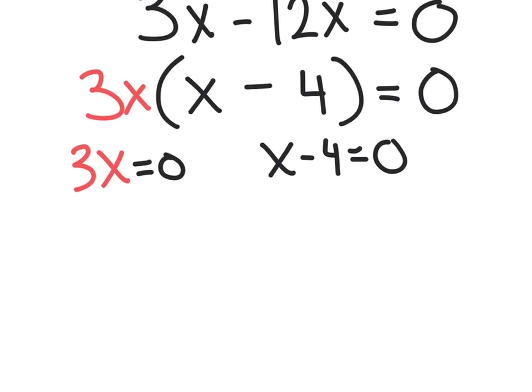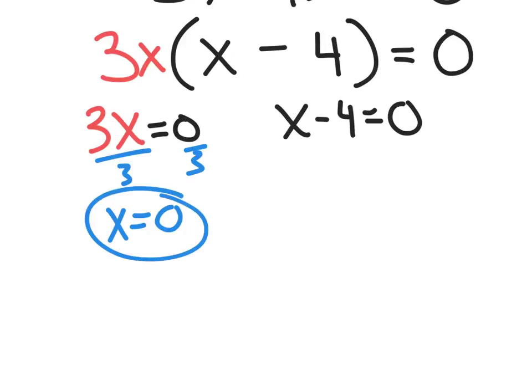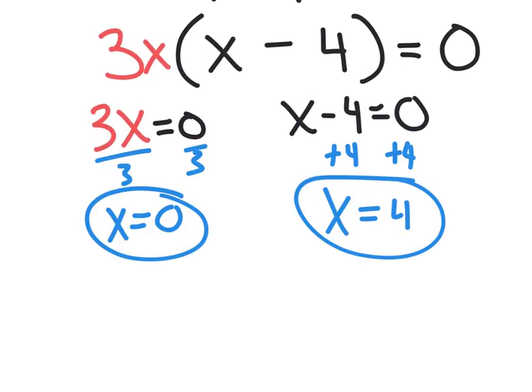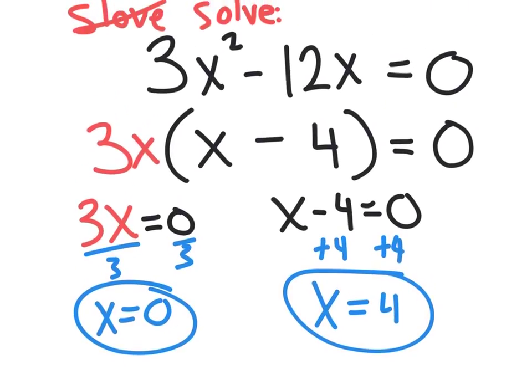Making a little bit of space here. Let's solve both of them. Well, on the left, a simple equation, you would divide by 3. 0 divided by 3 is still 0. That's an answer. The other one, plus 4, x equals 4 is another answer. So believe it or not, for this equation, you have two answers. You have 0 and 4.